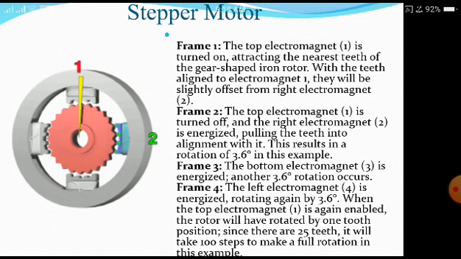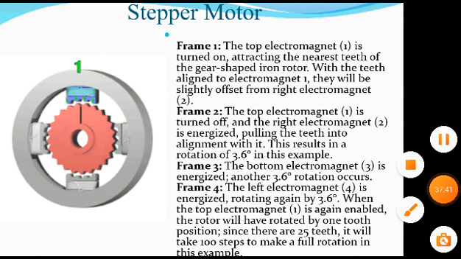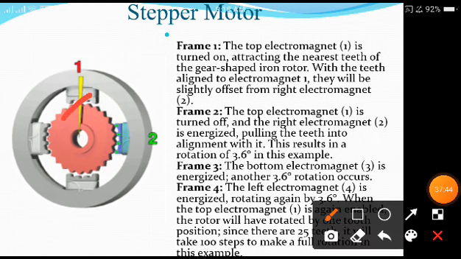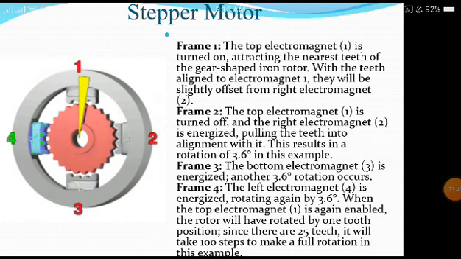The top electromagnet 1 is turned on, right? Just observe there, it is turned on now. Okay, attracting the nearest teeth. So whatever the nearest teeth are, they are attracted, and the motion is given. The nearest teeth of the gear shaped iron rotor are aligned to the electromagnet, that is, they will be slightly offset from the right electromagnet 3, as you are going to see there.